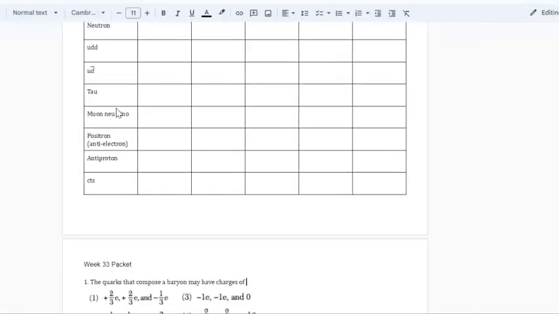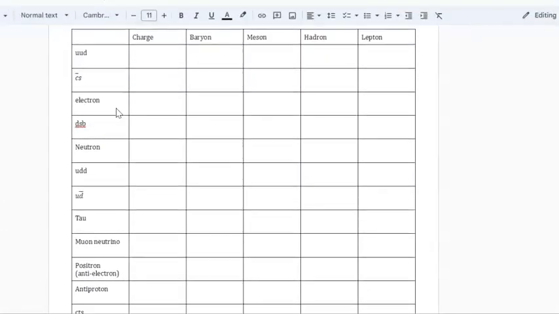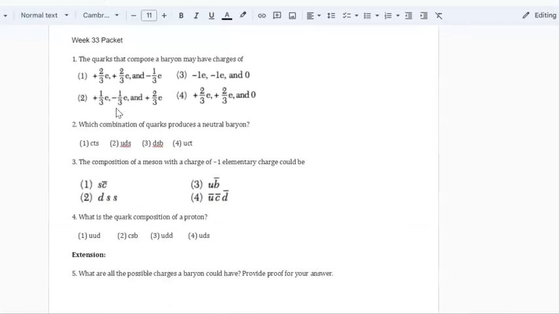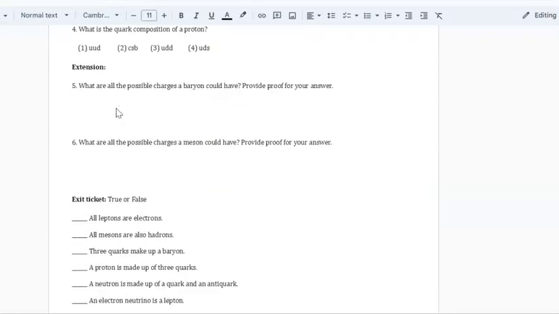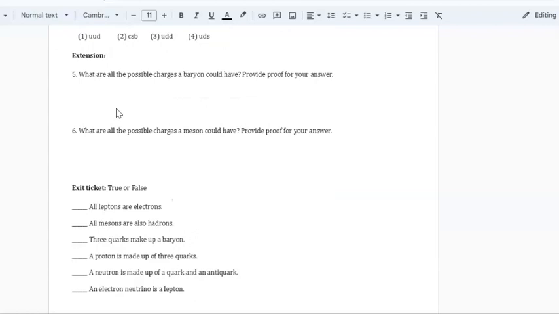So you're responsible for filling in the rest of this chart, answering the multiple choice questions, and the exit ticket is true or false. If you have extra time, you can work on the extension.